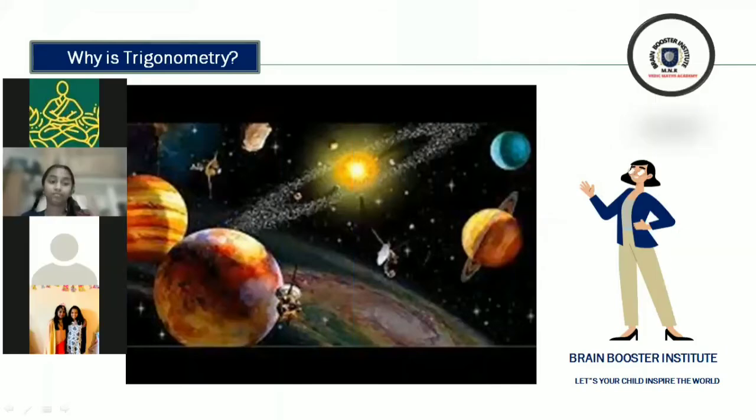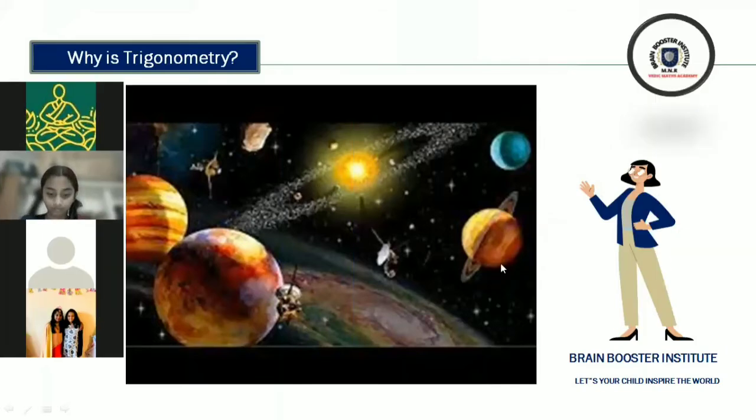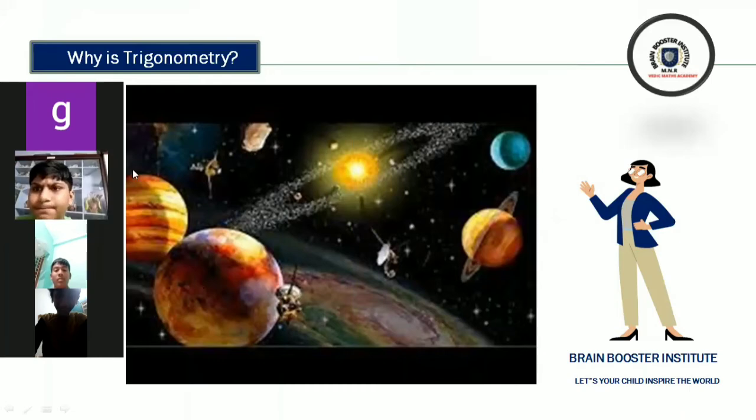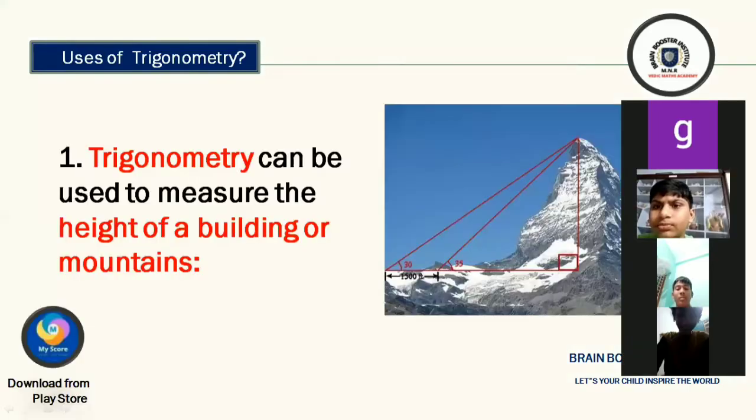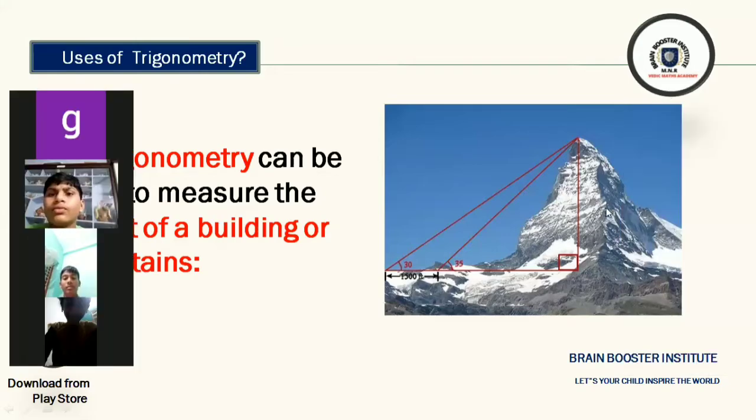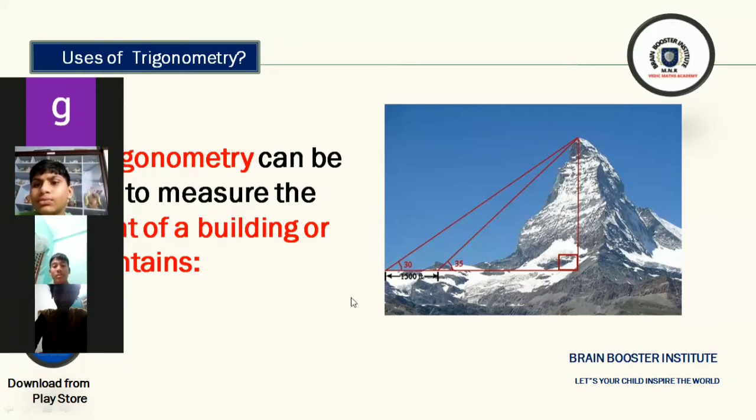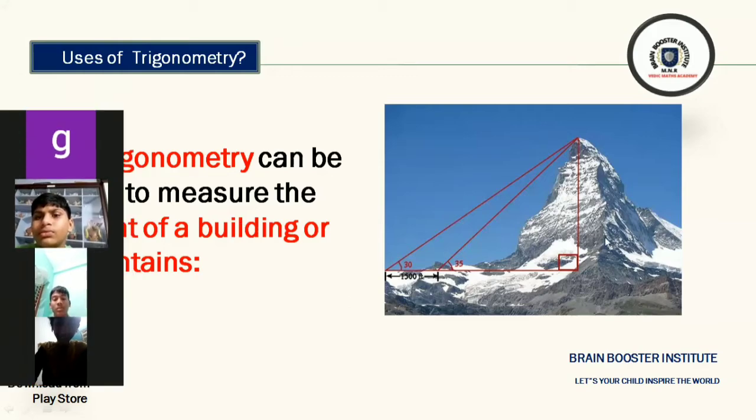As I said earlier, children, we can find the distance between two planets. Understood? And see, trigonometry can be used to measure the height of a building or mountains. This is the highest mountain, children. So we can find the height of the building or mountains here.